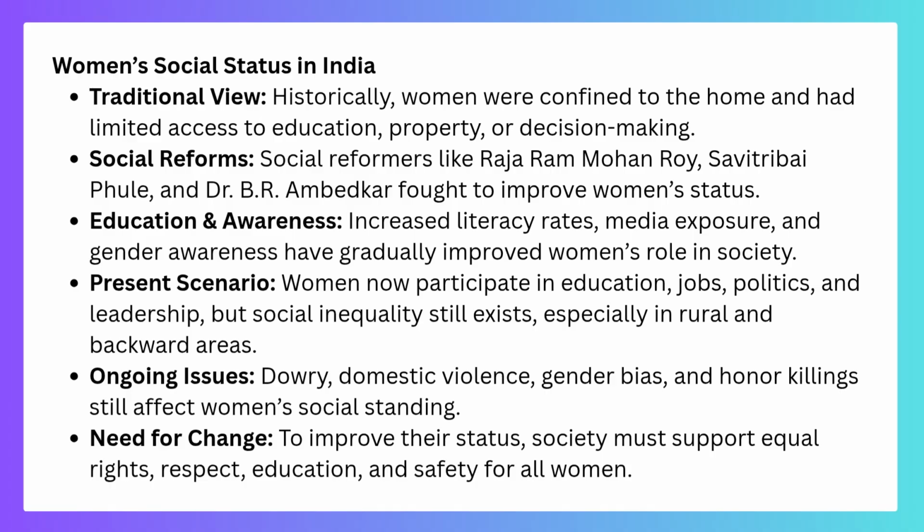Education and awareness. Increased literacy rates, media exposure, and gender awareness have gradually improved women's role in society. Present scenario. Women now participate in education, jobs, politics, and leadership, but social inequality still exists, especially in rural and backward areas. Ongoing issues. Dowry, domestic violence, gender bias, and honor killings still affect women's social standing. Need for change. To improve their status, society must support equal rights, respect, education, and safety for all women.